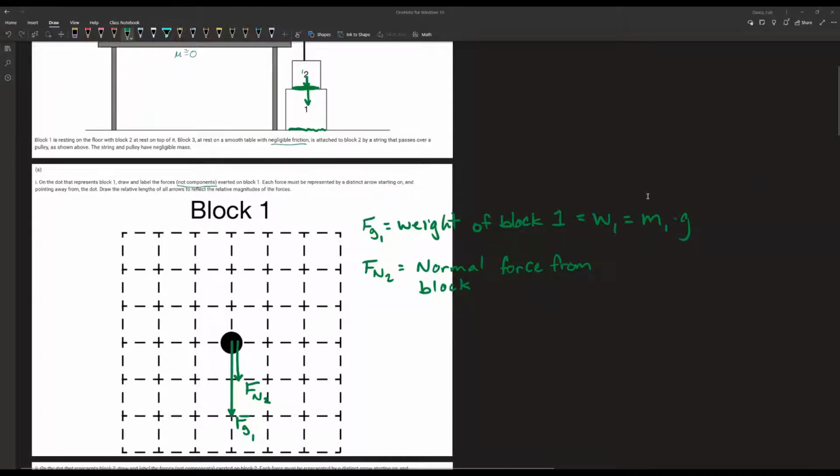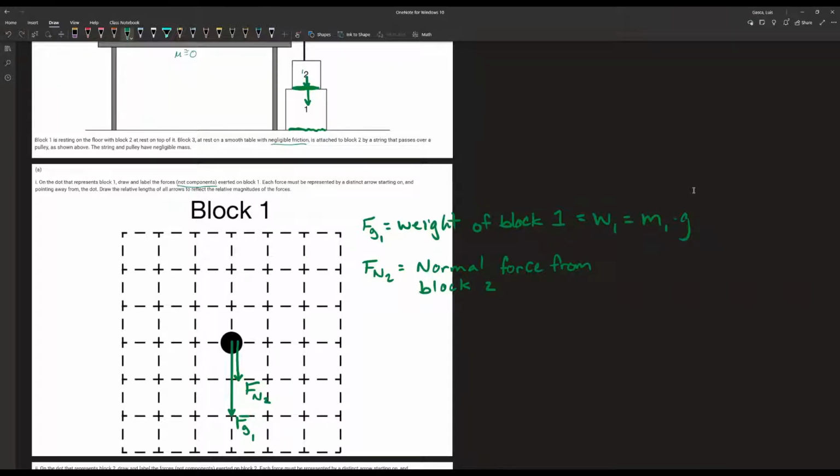Is it okay if we just call it the force of block 2? Yeah, totally fine. We can call it the force of block 2. So you don't necessarily need to call it a normal force, but that's traditionally how people would usually say it. But yeah, you could just call it F2 and then on the side say, yeah, that's the force from block 2.